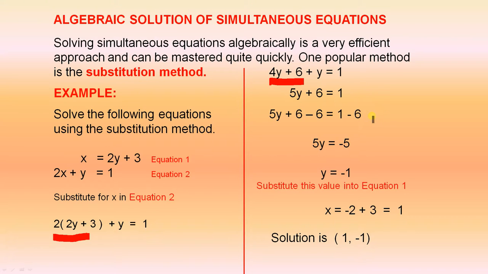Subtract 6 from both sides, gives us this line here. When we simplify that, we have 5y equals minus 5, so y equals minus 1. Substitute this value into equation 1. So we put minus 1 in here, which gives us x equals minus 2 plus 3, so x is 1. So the solution is 1, minus 1, and that satisfies both equations.